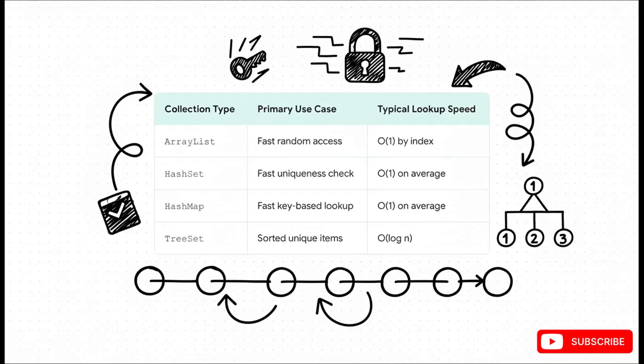If you need to grab elements by their position instantly, ArrayList is your answer with its O of 1 access. If you need to check if something exists or look up a value by its key at lightning speed, HashSet and HashMap are your tools, also O of 1 on average. But if you need your unique items to always be in sorted order, you'd pick a TreeSet, understanding that the O of log n performance is the trade-off you make for that feature.